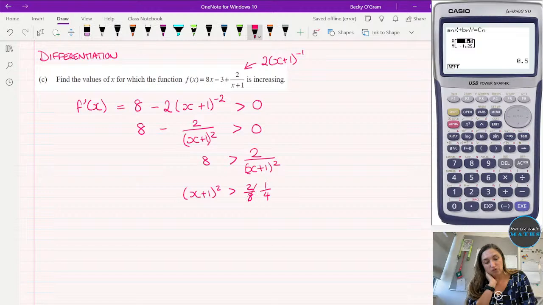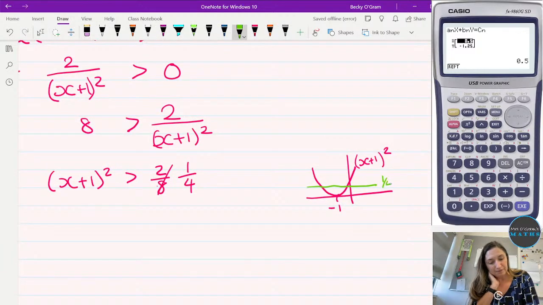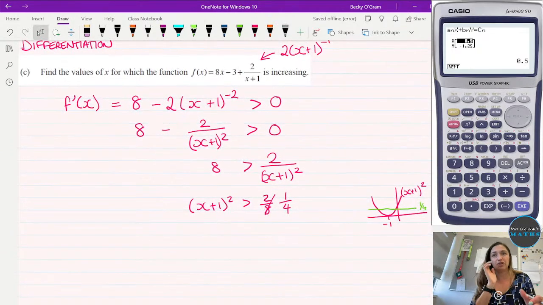Now bringing that (x plus 1) squared up, it'll be greater than 2 over 8, and that cancels to a quarter. Now thinking about that as a curve before we carry on, what does that look like? We're looking for (x plus 1) squared, which is a parabola shifted left by 1. And we're looking for when it goes above, not 0, a quarter. When it's greater than a quarter. A little sketch on the side here can help you figure out what you're doing throughout the question.